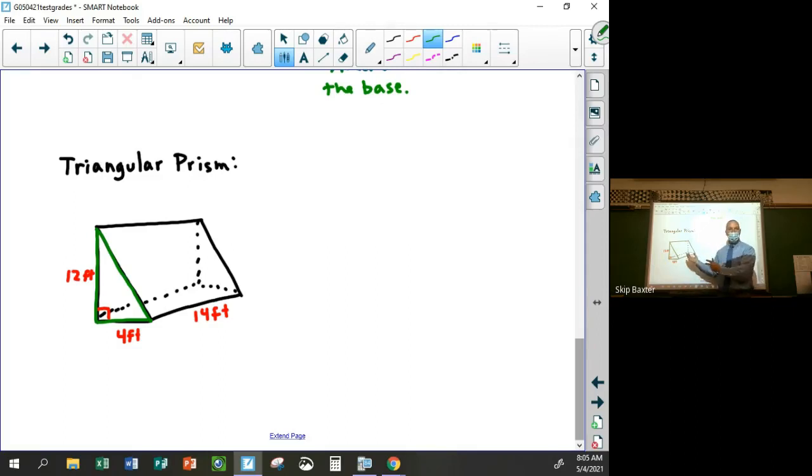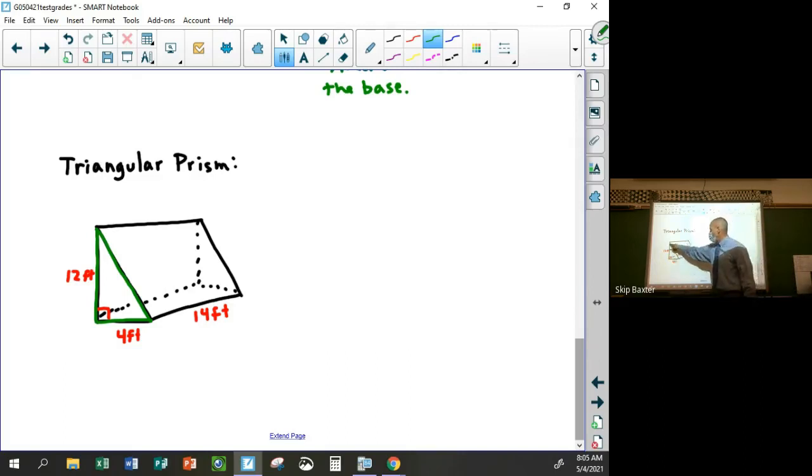If I know that this is a prism, and that's all I knew, if I just said, here's a prism, you would know that it has to be a triangular prism, and the triangles are the bases because those are the two sides that are parallel to each other. Everybody cool with that? Okay.